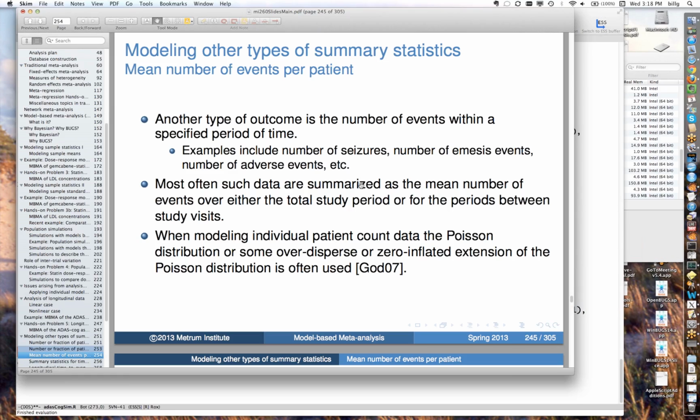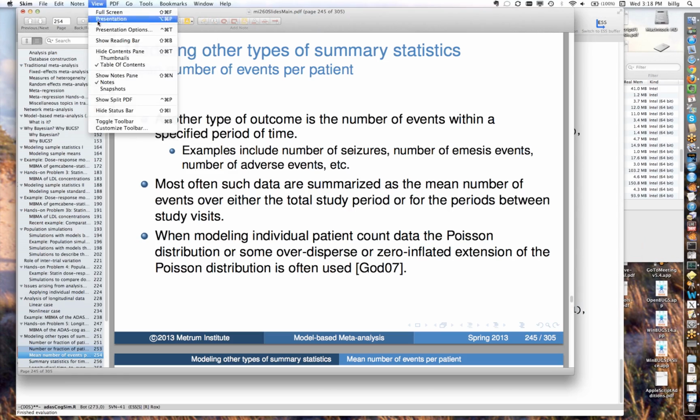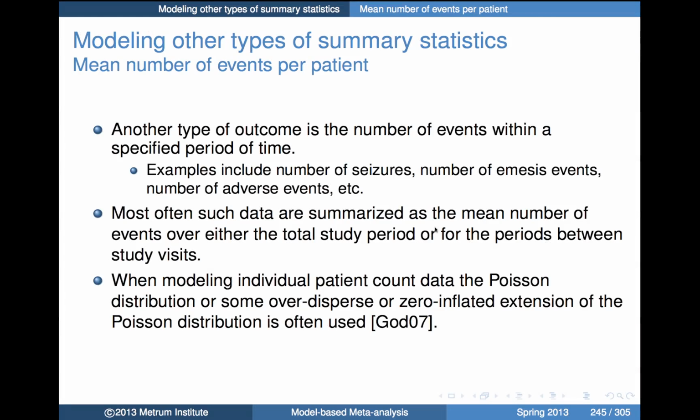As I say here, most often that sort of data is summarized as a mean number of events over either the total study period or for maybe some periods between study visits. Actually, the one that I've been working on lately that ties back to our triptan case would be number of migraine or headache events, which is one that I encountered.